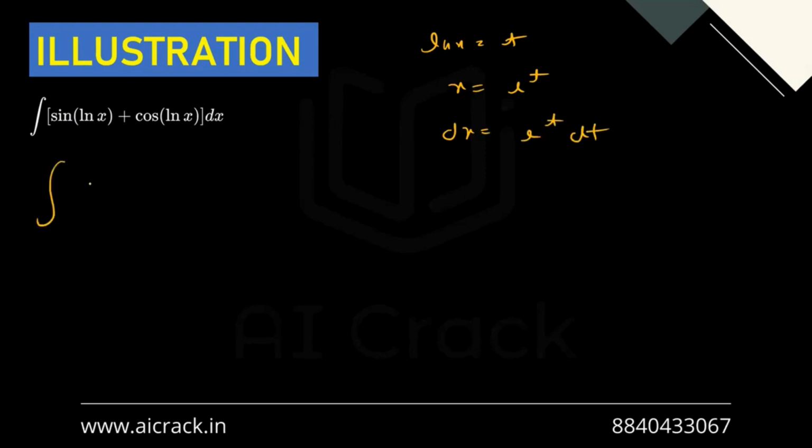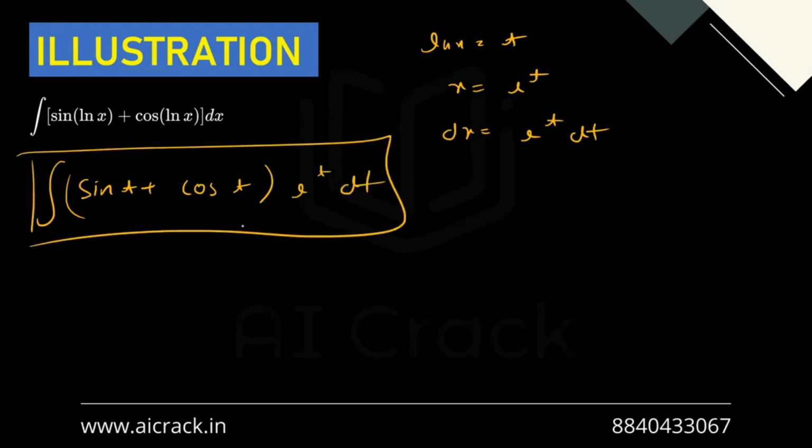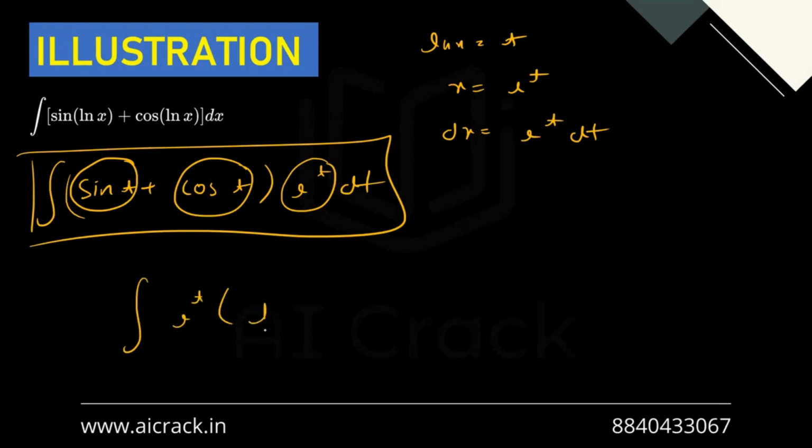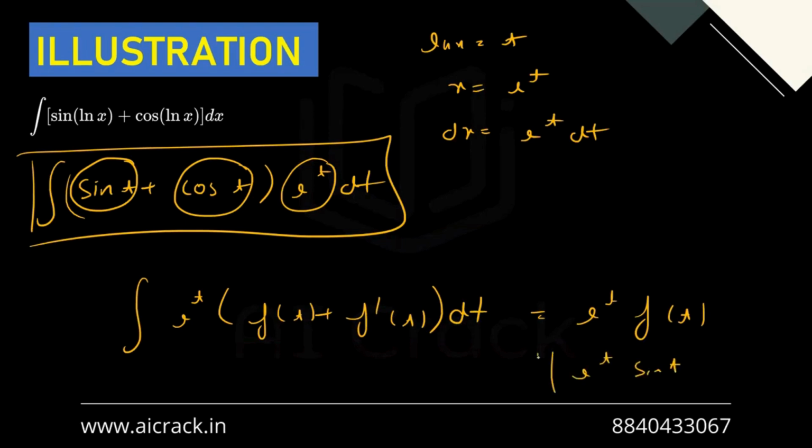Now this integral becomes [sine t plus cos t] multiplied by e raised power t dt. Now the problem is completely over. Why? Because we have e raised power t, we have f(t), and we have f'(t), right? So this has become the format e raised power t [f(t) plus f'(t)] dt. Simple. And the answer would be e raised power t f(t). f(t) is what? Sine t. So e raised power t sine t. I can put back the substitution over here and you'll get the answer. Okay.